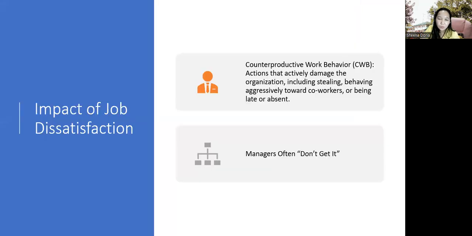Okay. So another impact of job dissatisfaction is counterproductive work behavior. Ibig sabihin nito is actions that actively damage the organization, including stealing, behaving aggressively towards coworkers, or being late or absent. Yun, that is the most common, di ba? Na hindi ka satisfied, so may nagagawa ka out of discipline. Parang, kumbaga parang may rule book lagi kang lumalabag because you're not satisfied about it.